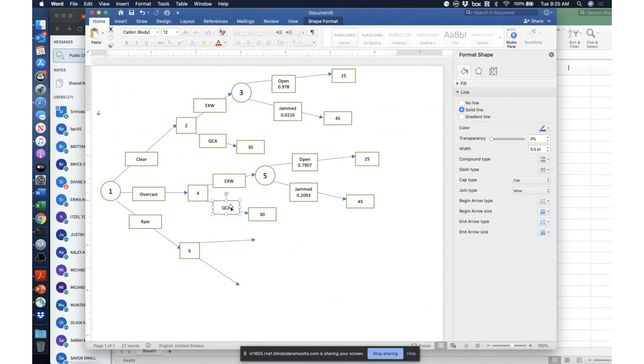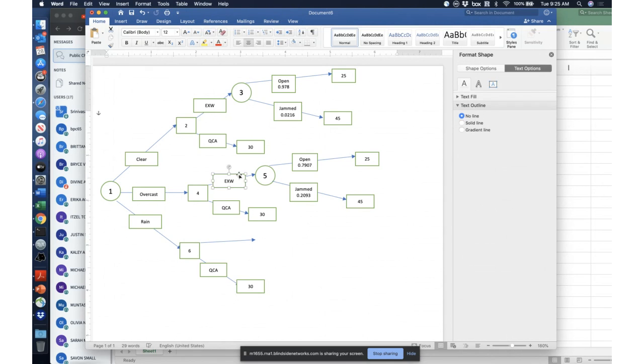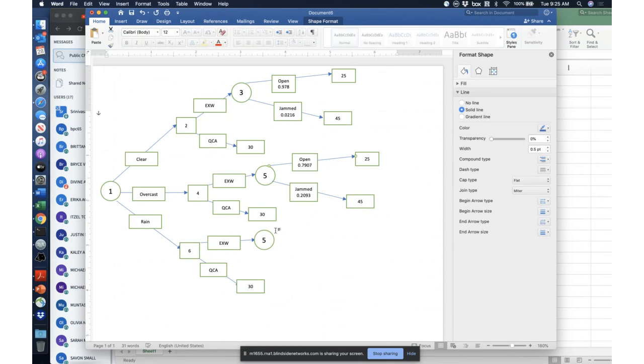So this is the Queen City Avenue option again. You take Queen City Avenue, it's going to take you 30 minutes, one way or the other. It's not going to matter. So it's 30 minutes. But if you take the expressway, you again face a state of nature of expressway being open or jammed. And then you have to face the state of nature.